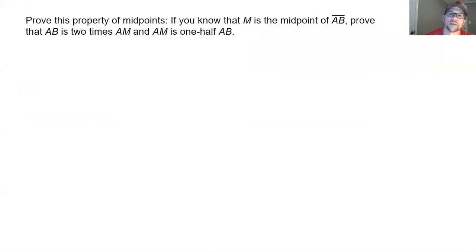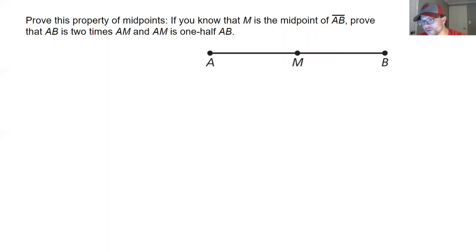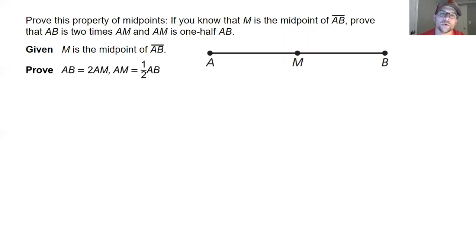All right, prove this property of midpoints. If you know that M is the midpoint of AB, prove that AB is 2 times AM and AM is 1/2 of AB. So again, always helpful to draw a picture. You're going to draw a line segment AB, where M is the midpoint between them. You're given that M is the midpoint because you're told that in the problem. And you need to prove that AB is equal to 2 times AM and AM is equal to 1/2 AB. So writing that out as an actual formula for your goal will help you when you're creating your proof.